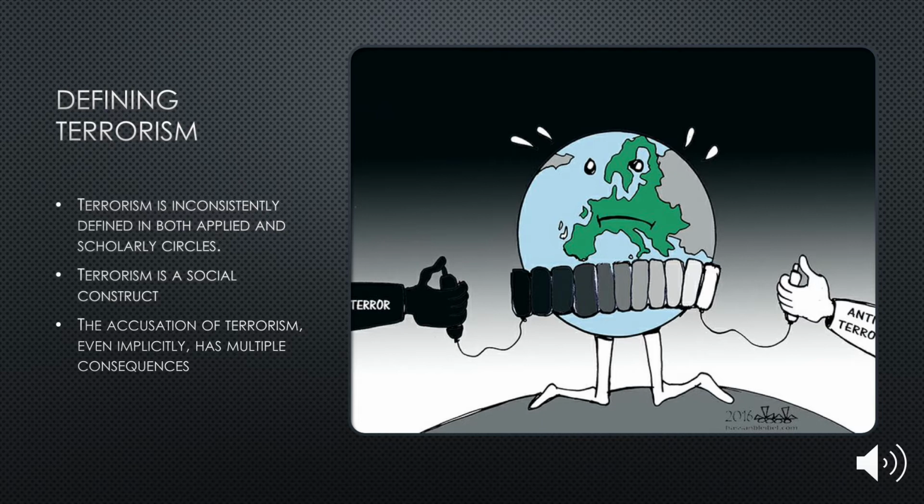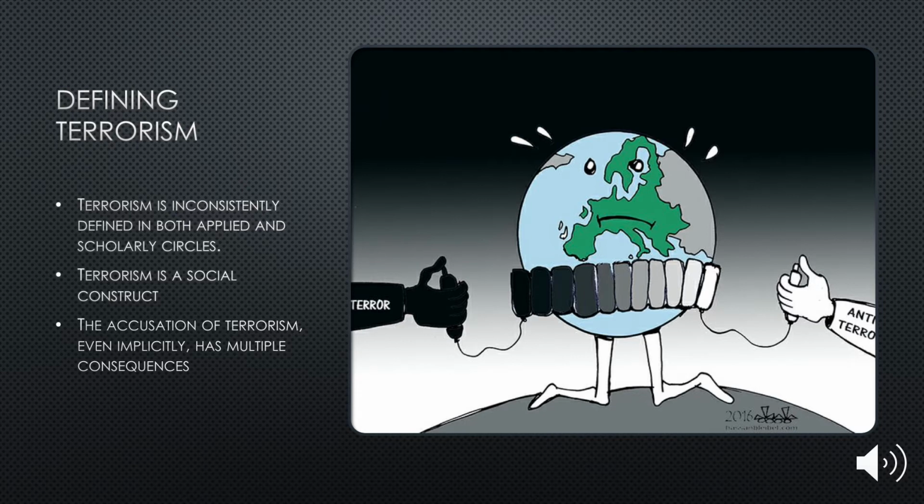So we really need to understand that terrorism is inconsistently defined in both applied and scholarly circles. Every federal agency will have different definitions of terrorism. Every academic that studies terrorism will have a slightly different definition of it. Because of that, we need to remember that terrorism is a social construct, as everything in our society is. It's made up. The definition of terrorism does not exist in nature. It is something that we as a society defined. And so we need to examine how that definition can benefit certain people in power and harm others.